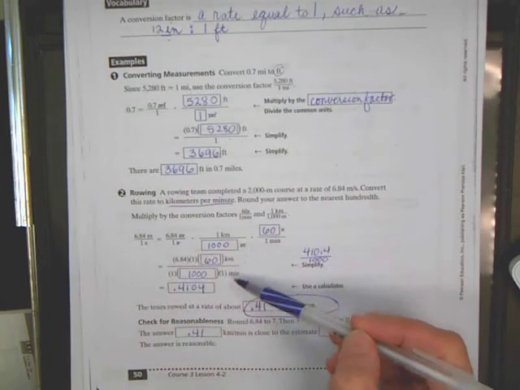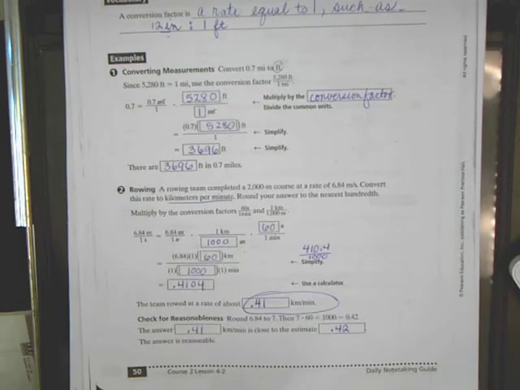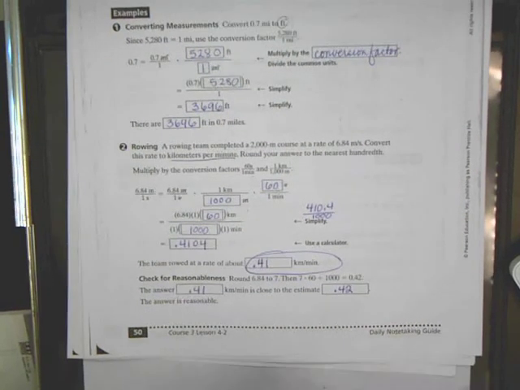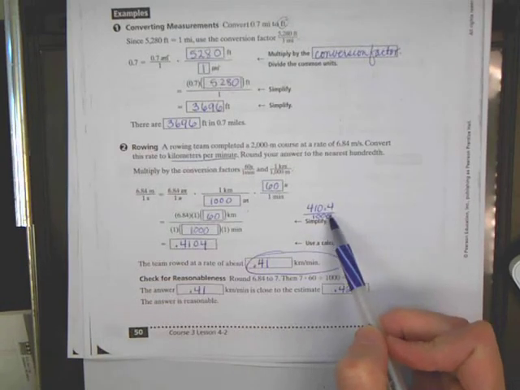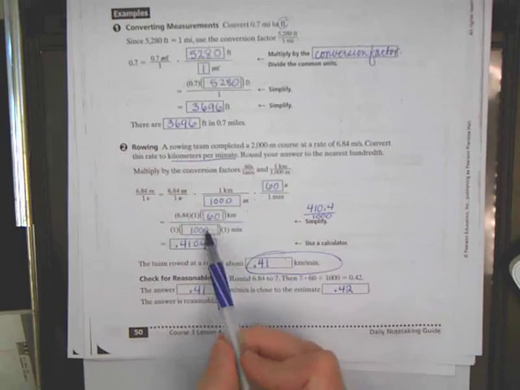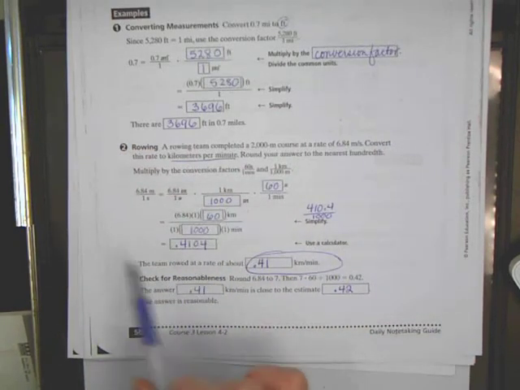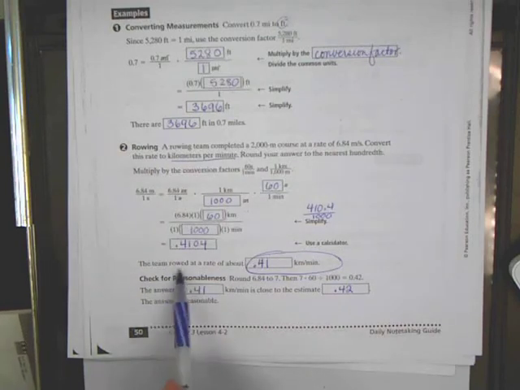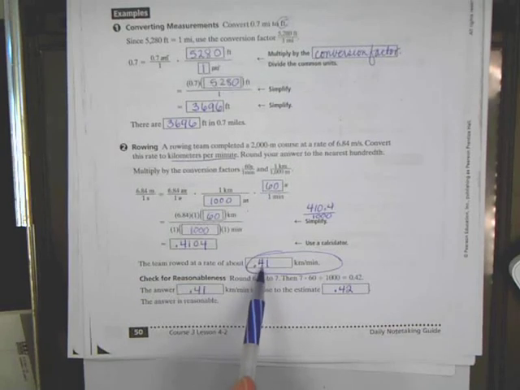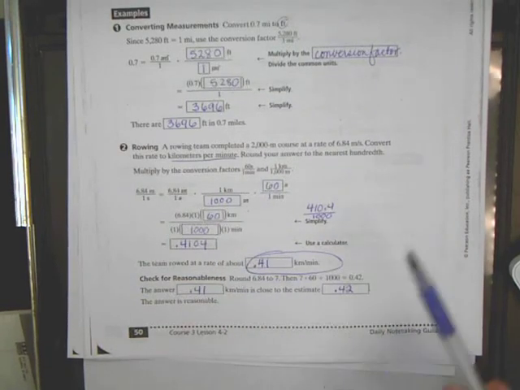That's going to give me kilometers per minute, which the question is asking me to find. When I do the math, I believe you get 410.4 over 1,000. It didn't give us a place to write that, but I wrote it off to the side. So I'm going to divide 410.4 by 1,000, which means I'm going to bump my decimal point 3 places to the left and get 0.4104. So the team rode at a rate of about 0.41 kilometers per minute. I rounded to the nearest hundredth.